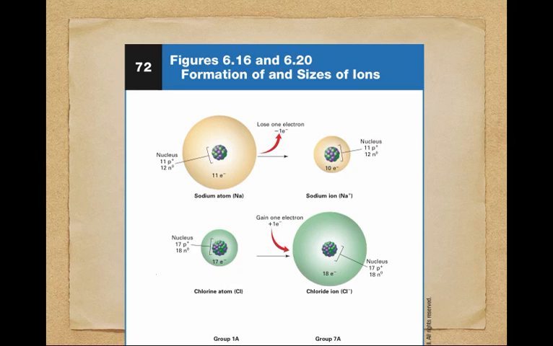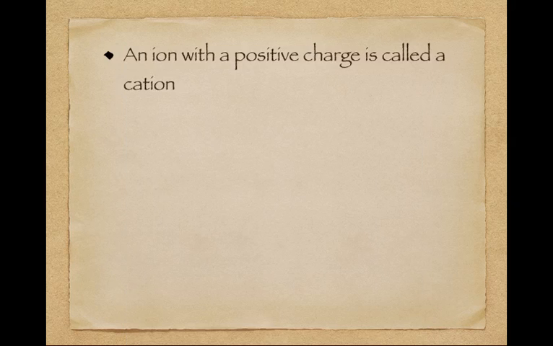On the other hand, if you look at chlorine, chlorine starts out with 17 electrons and 17 protons, and it's going to gain that electron. Therefore, it's going to get bigger because now there are more electrons, not as many protons, making it harder for the protons to pull them in. They're going to be able to get away a little bit easier.